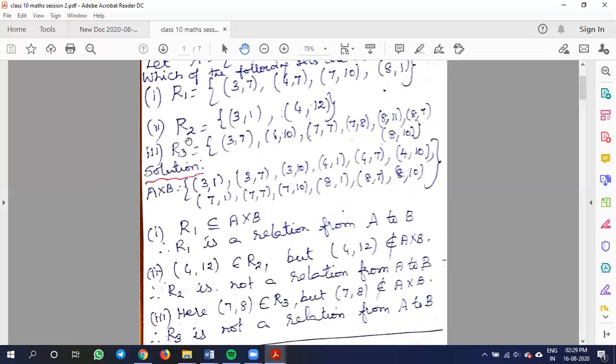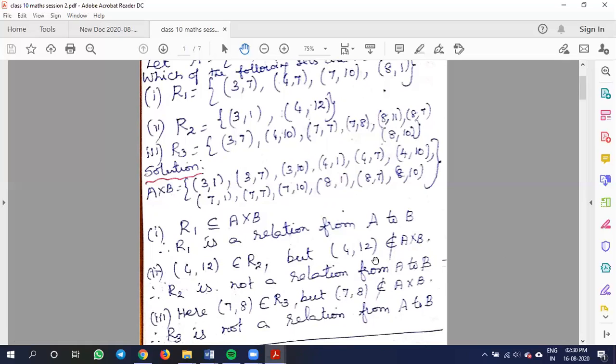Now, coming to the second sum, (3, 1) and (4, 12). Here you see (4, 12). So here (4, 12) is not present in A cross B. Sorry, I wrote this one wrongly. (3, 1) is present in R2, you change this one. (3, 1) is present in R2, but (4, 12) does not belong to A cross B.